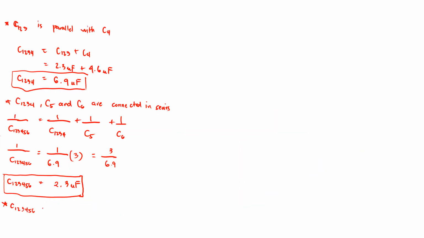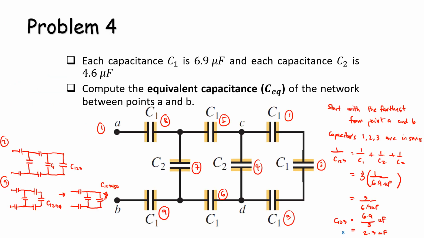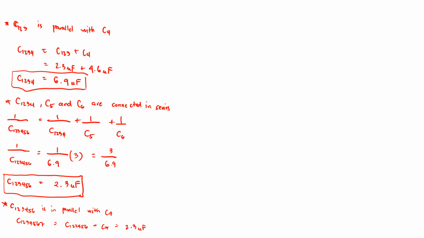C123456 is in parallel with C7. Therefore, C123456 is equal to C123456 plus C7. You have 2.3 microfarad, and then your C7 is equal to C2, which is 4.6 microfarad. So you have plus 4.6 microfarad, and we will get 6.9 microfarad.